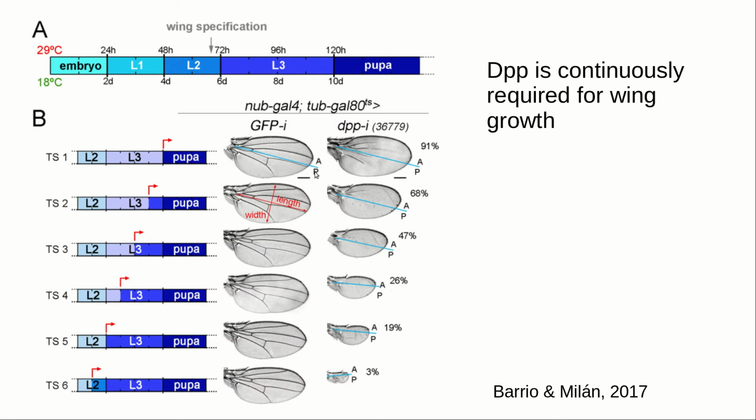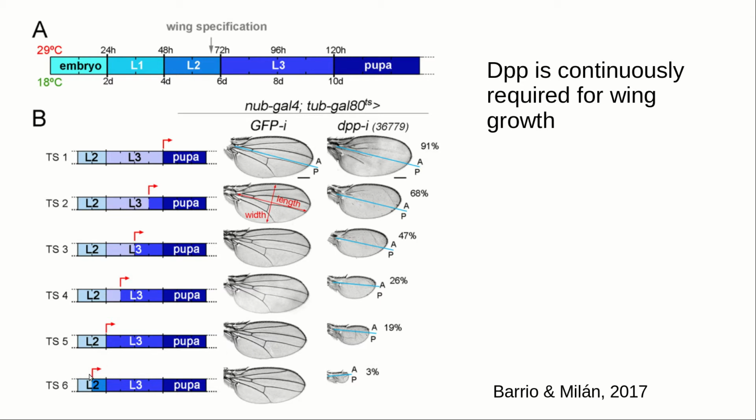One of the pathways affecting growth which is most well characterized is DPP. Here you can see how DPP is required through all the wing disc development for growth. In this experiment, they knocked out DPP at different stages during larval development. Here you can see the arrow marks the start of the knockdown.